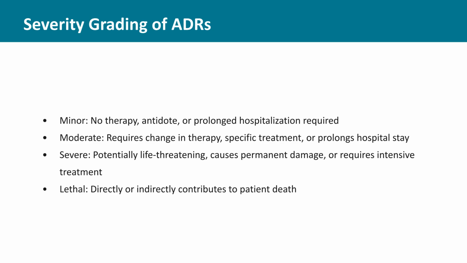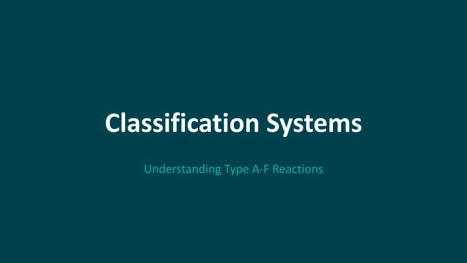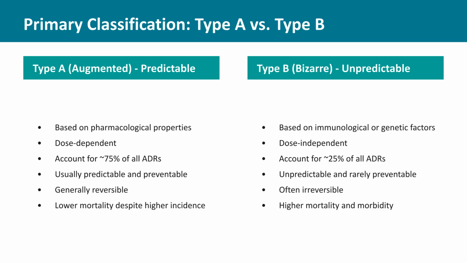ADRs are graded by severity. Minor ADRs require no change in care. Moderate ones require a change in therapy or prolonged hospitalization. Severe ADRs are potentially life-threatening, while lethal ones directly contribute to patient death. We classify ADRs using systems like the Type A through F classification, which helps in understanding their underlying mechanisms and predictability. The primary classification divides ADRs into Type A and Type B.